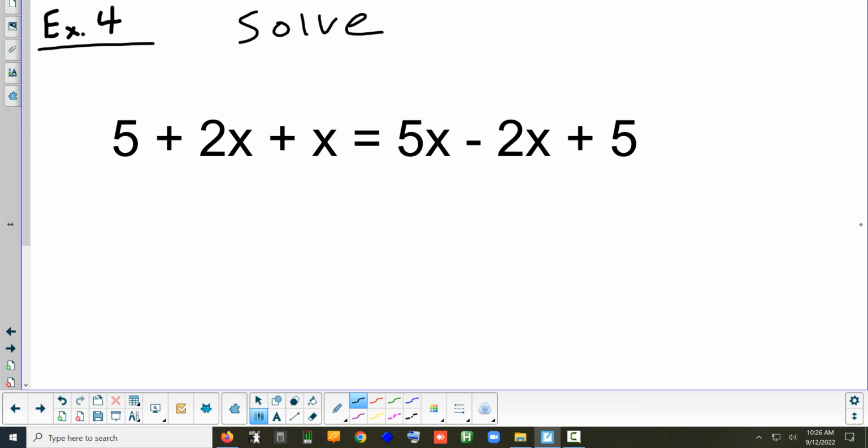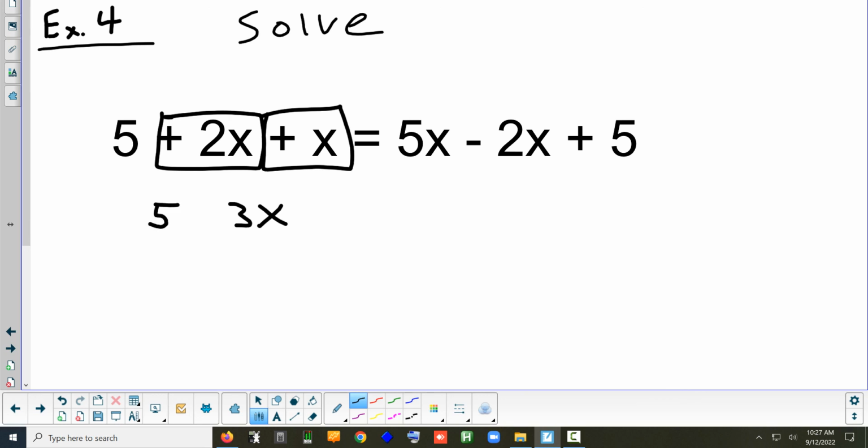Yeah, Lee. Good. We're going to combine positive 2x and positive x. And can you tell me what will be on the left when I do that? Yep. Anything else? Yes. So we still have the 5. We didn't do anything with that. And we combine 2x and x to get 3x.